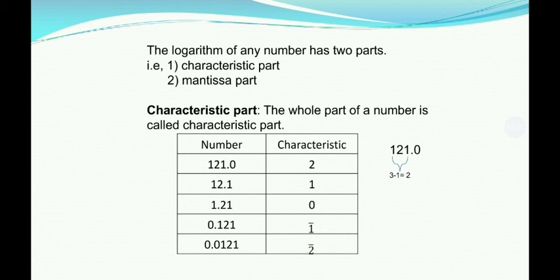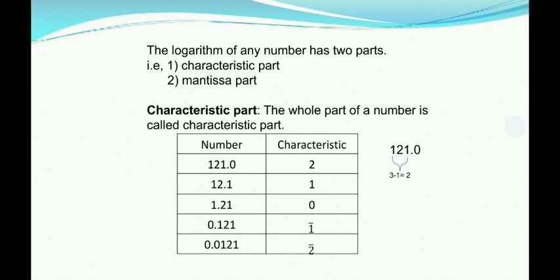In the same way, coming to the fourth example, that is 0.121. Here also, before the decimal place, we have 1 digit, that is 0. But since the value is 0, we have to consider 0. So we do 0 minus 1, that is equal to minus 1. Therefore, the characteristic of this number is minus 1, or we can also write it as 1 bar.